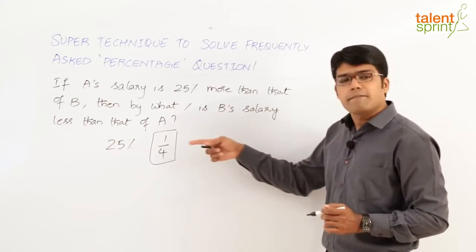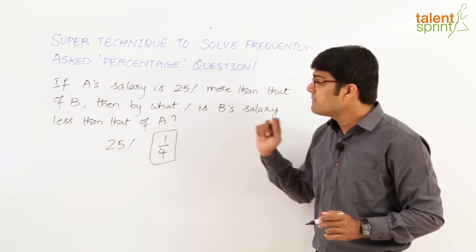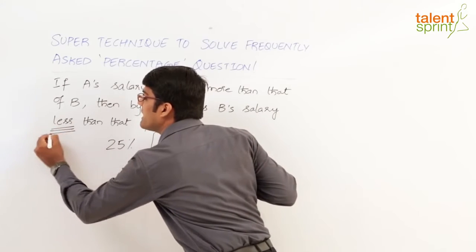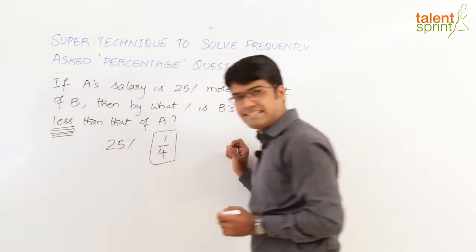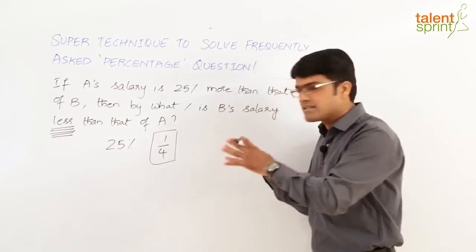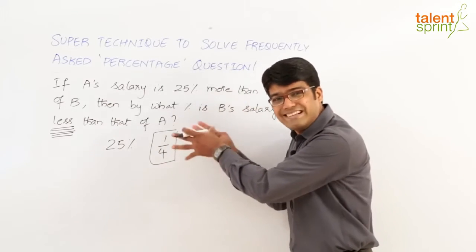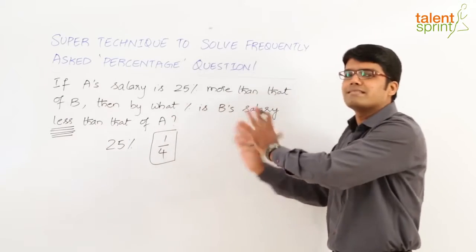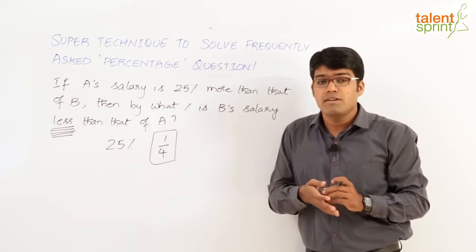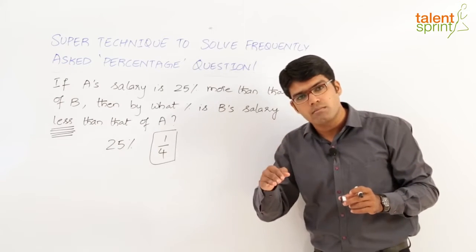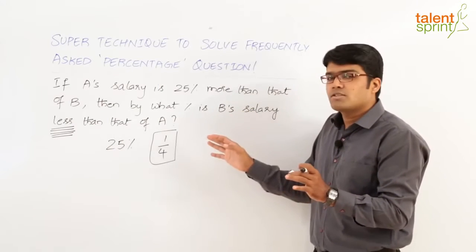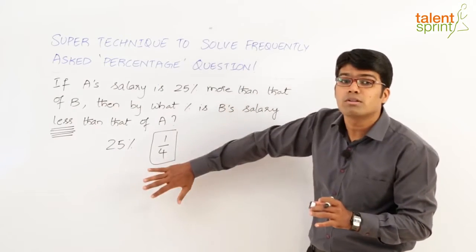Now A's salary is 25% or 1 by 4 more than that of B. By what percentage is B's salary less than that of A? Now focus on this word here, less. We have to find out B's salary is how much less than that of A, less. So reduce this fraction, right? Less, we have to reduce the fraction. That's the key word there. How do you reduce the fraction? Fraction can be reduced in two ways. Either reduce the numerator or increase the denominator. But understand, while answering such questions, we'll never work on numerator. We'll only work on the denominator here.